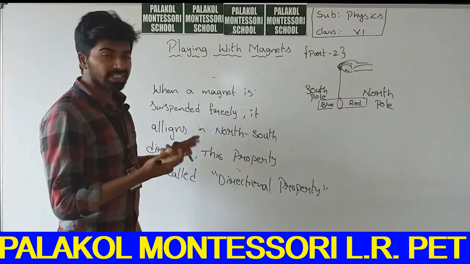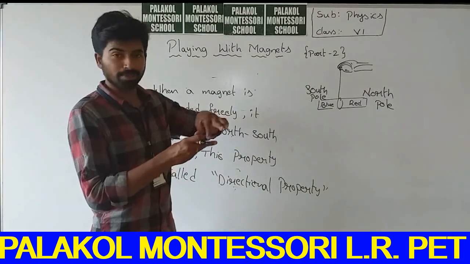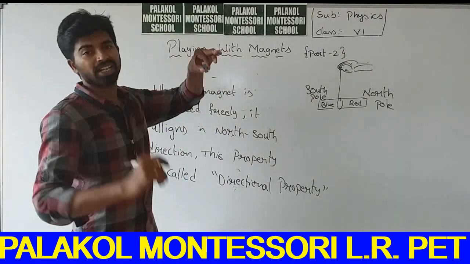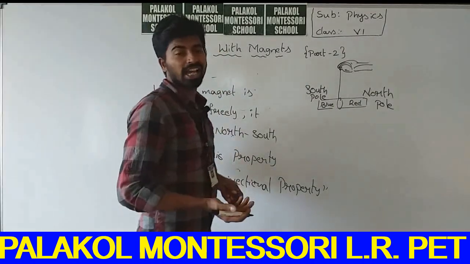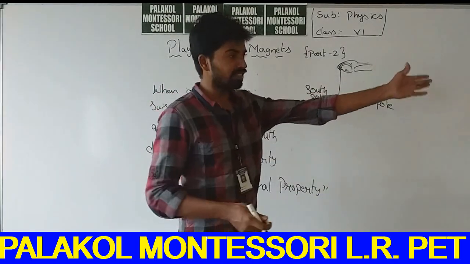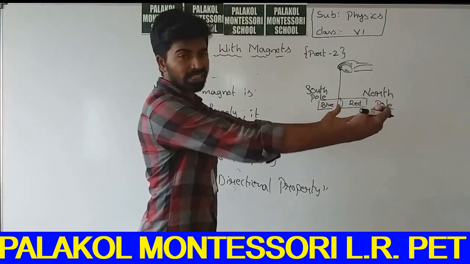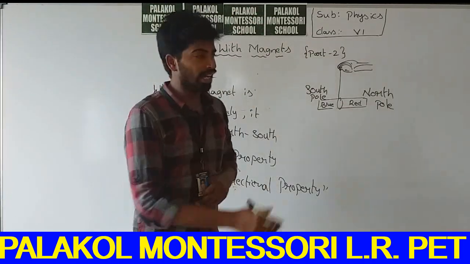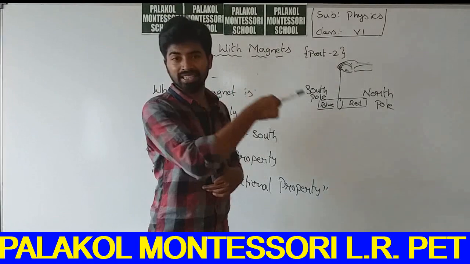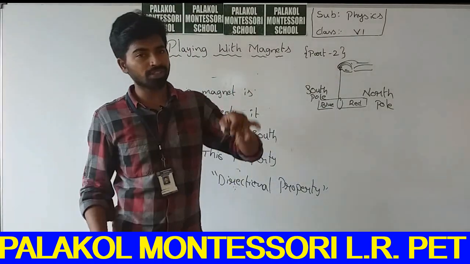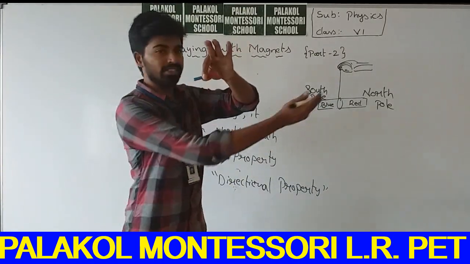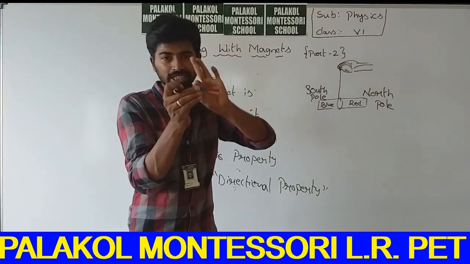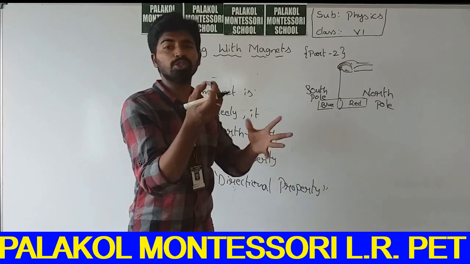So what is directional property? When a magnet is suspended freely, it aligns in the north-south direction. What are the directions I mentioned initially? Face towards east. Then your left hand side indicates north, right hand side indicates south, and opposite to the east is west. East, west, north, south. So if you suspend a magnet, it will not stay like this, east-west. It will be in this north-south position only, always.